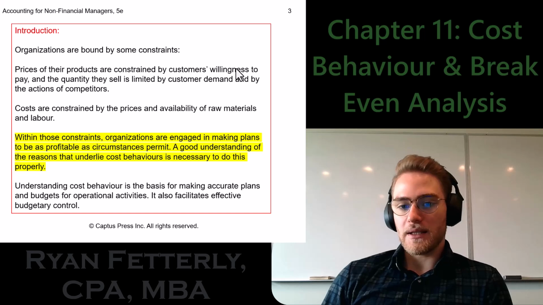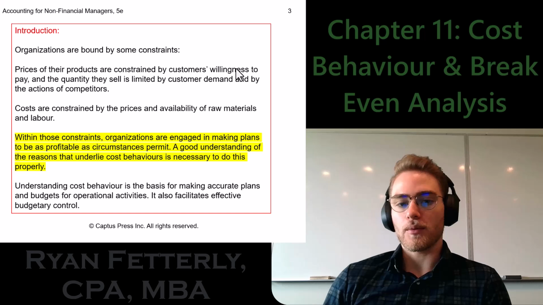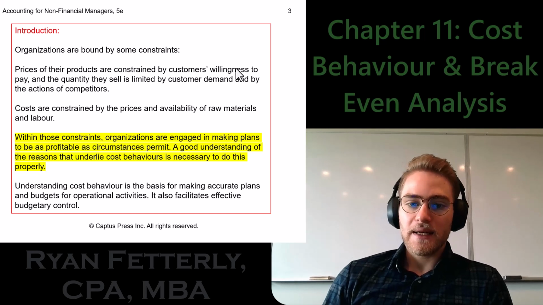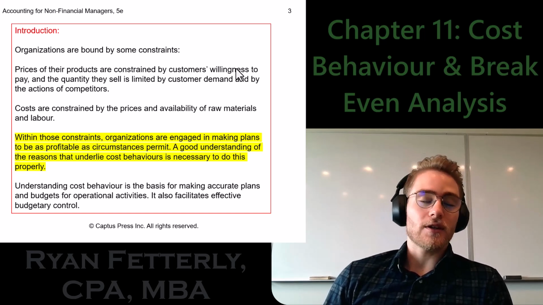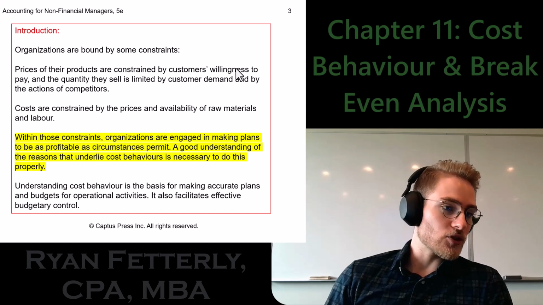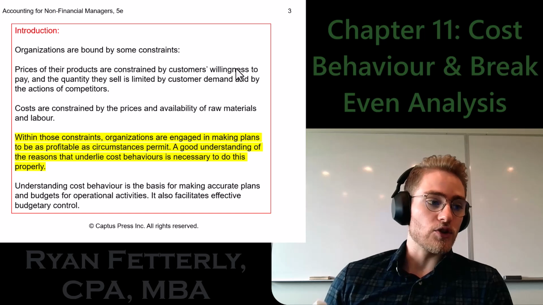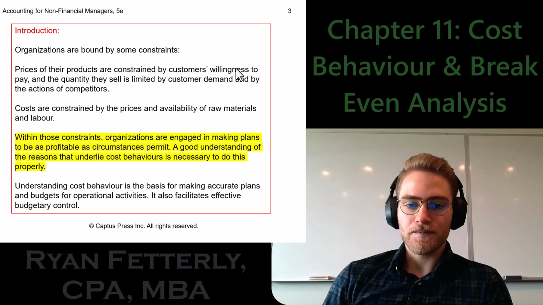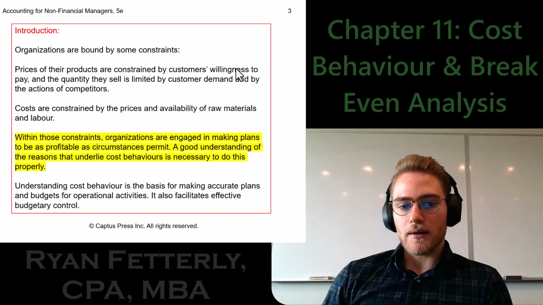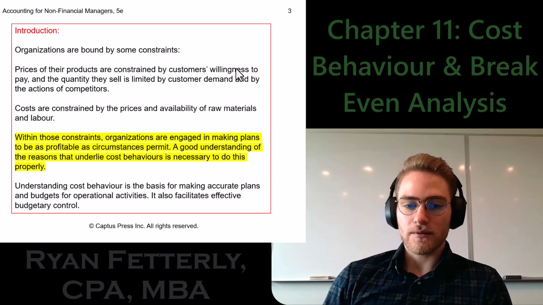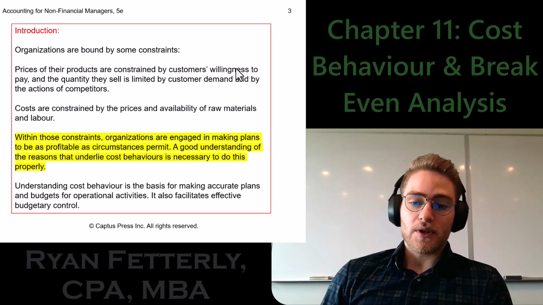So depending on the industry, we have to deal with constraints of what customers are willing to pay for our products. And the quantity we sell is limited by customer demand, so we can only sell as much as people are willing to buy, and by the actions of our competitors. If our competitors drop their prices, they might sell more products than us, and do we react and drop our prices as well? Costs are also constrained by the prices and availability of raw materials, as well as labor in the labor market.